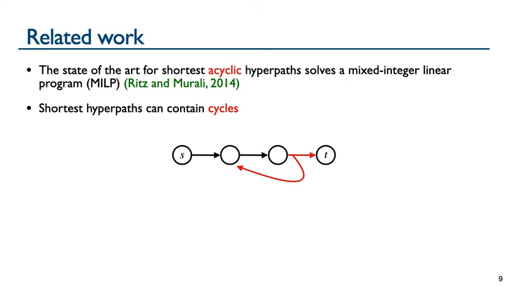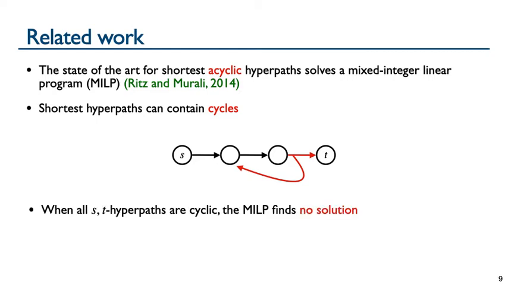Feedback cycles, however, are ubiquitous in signaling networks, and different from ordinary graphs, shortest hyperpaths can contain cycles, as shown here, where this ST hyperpath contains a cycle, shown in red by the single hyperedge which has a previous vertex from the hyperpath in its head. In practice, where all hyperpaths from S to T are cyclic, the MILP finds no solution, even though ST hyperpaths exist.